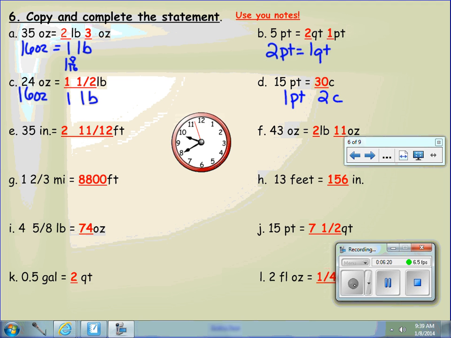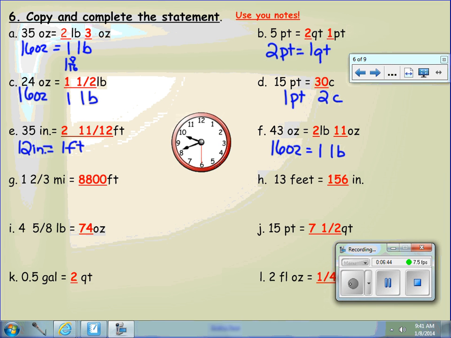In D, we write down what we know. There's 1 pint. It's equal to 2 cups. We multiply 15 times 2, and that makes 30 cups in 15 pints. In E, we know that there's 12 inches in 1 foot. How many times does 12 go into 35? 2 times with 11 left over. So 2 11/12 feet is in 35 inches. In F, we know that there are 16 ounces in 1 pound. 43 divided by 16 goes in there 2 whole times with 11 ounces left over.